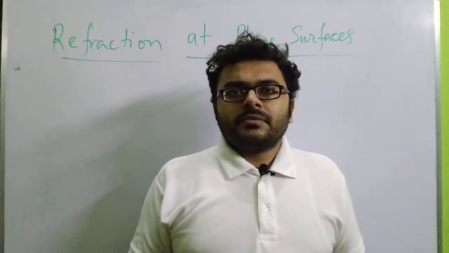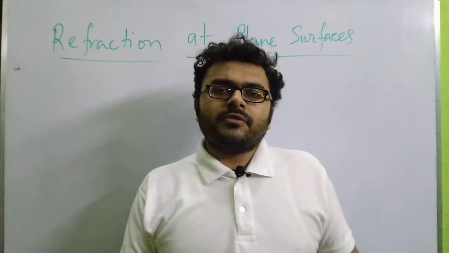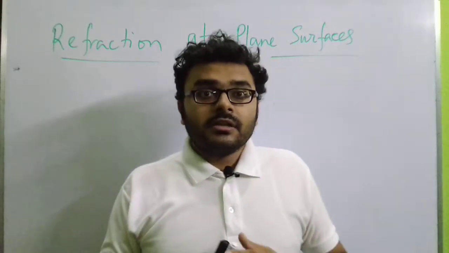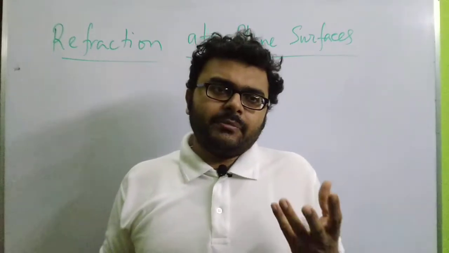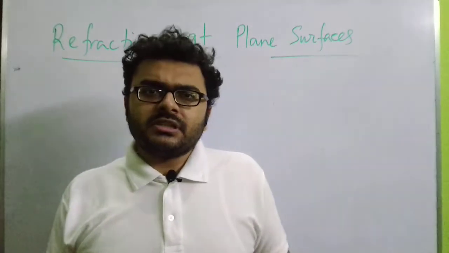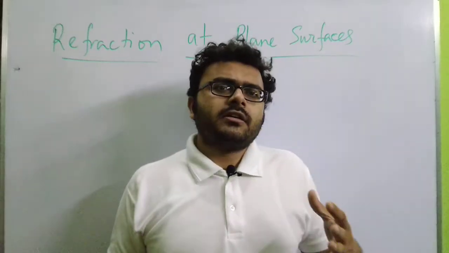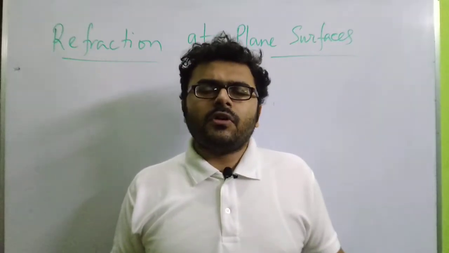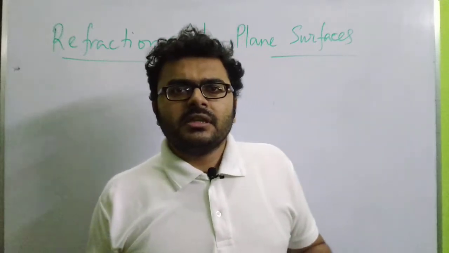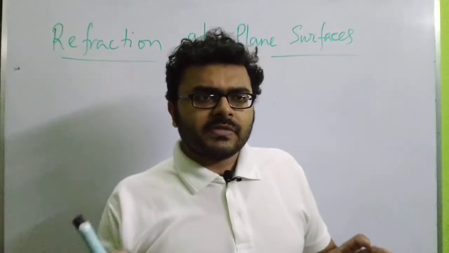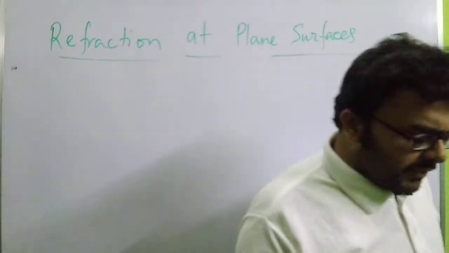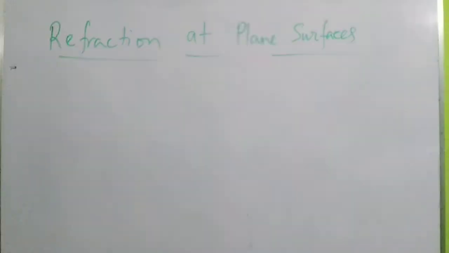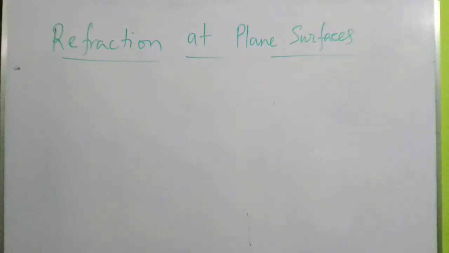Actually, what it means is that when light is coming from a certain medium and it falls on, say, an opaque object, and that opaque object can be either highly polished or not polished, that doesn't matter. But when light coming from a certain medium falls on that opaque object, what happens? The light hits that opaque object and moves back into the same medium from which it was coming. So this is the main concept about reflection.